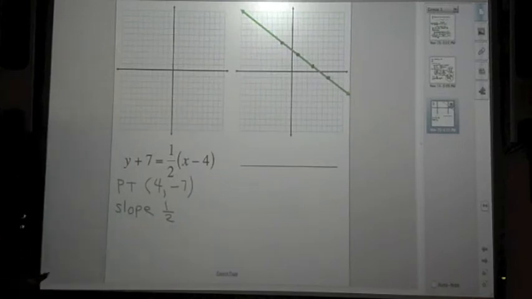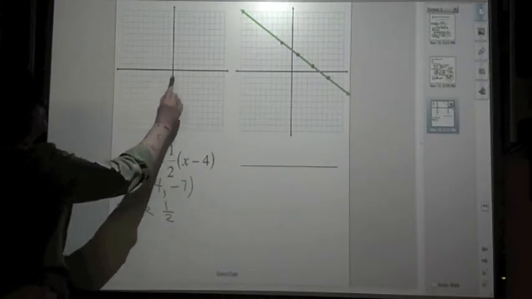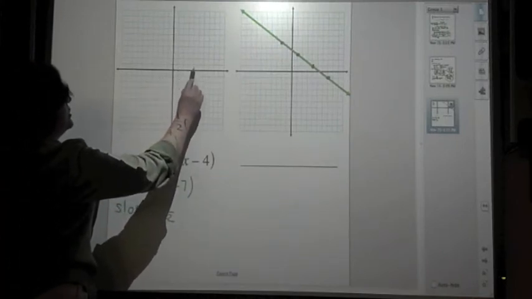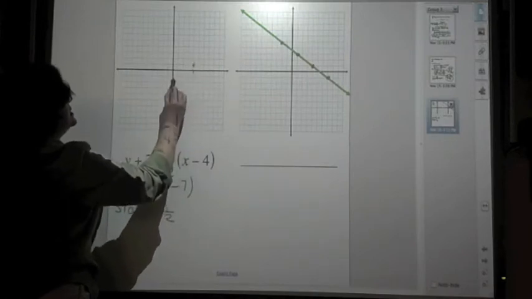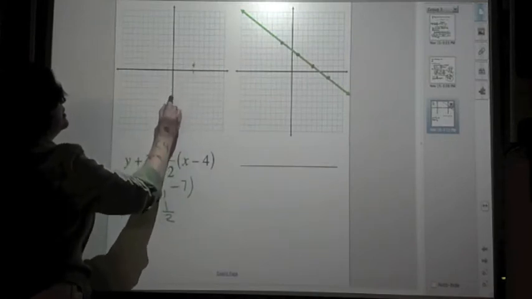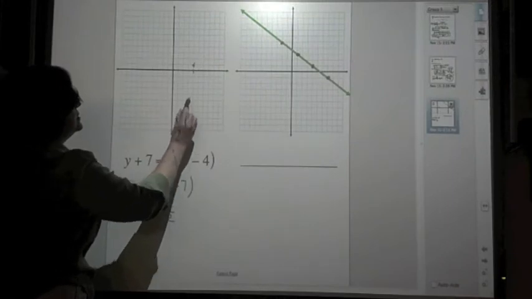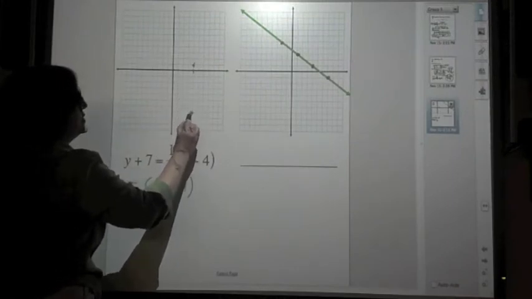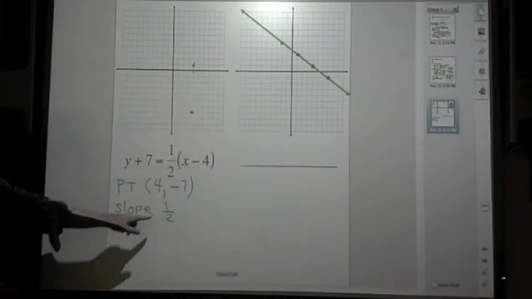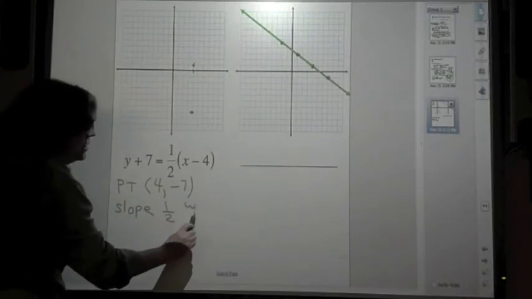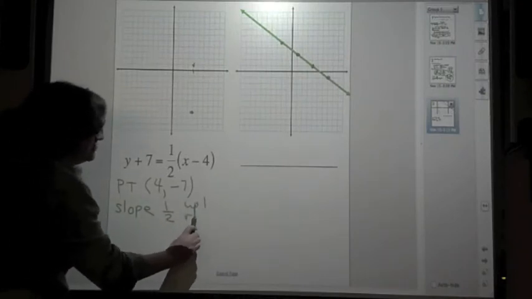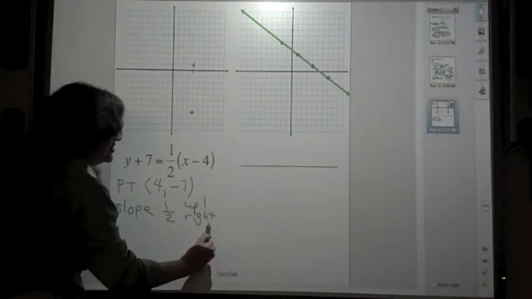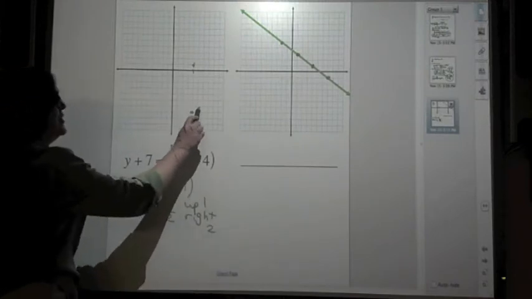Okay, so here we go. We're going to go over 4. 1, 2, 3, 4. And down 7. 1, 2. So that's our original point. Remember, when you're graphing, you're going to go up 1 over 2.